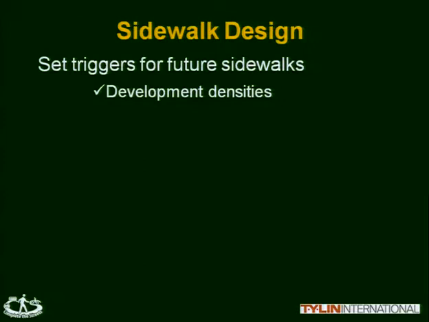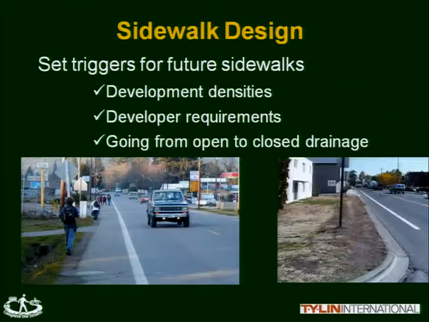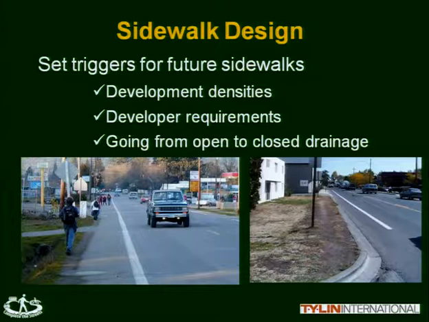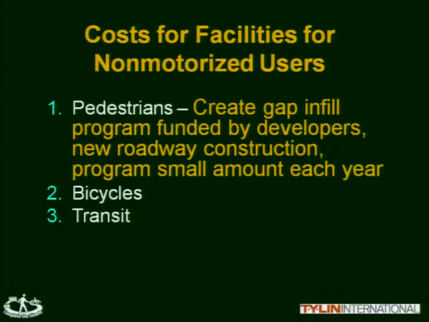When do you put them in? When your density gets up there. If you have usage out there, you need to have sidewalks. You can do it as a developer requirement, or perhaps you do it when you're going from open to closed drainage. When you have open drainage, you have a shoulder area usually to walk on. When this gets so developed that you go to closed drainage, the shoulder goes away, and the cost of putting in a sidewalk when you're going from open to closed drainage is minuscule compared to the total cost, because you're already paying for putting in the pipes, for the drainage, for the regrading, for the new curb and gutter. The cost of adding a sidewalk is 5%, maybe less, of the total cost of your drainage project. So you should automatically, if you're going from open drainage to closed drainage, put in a sidewalk.